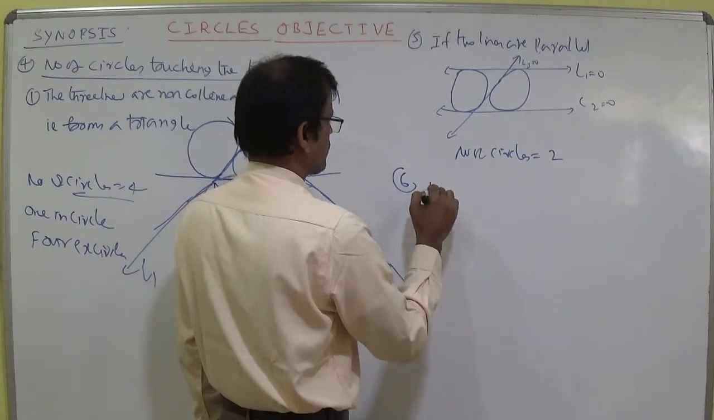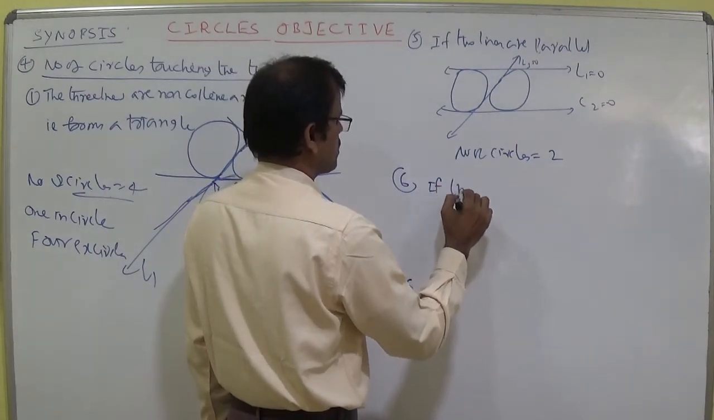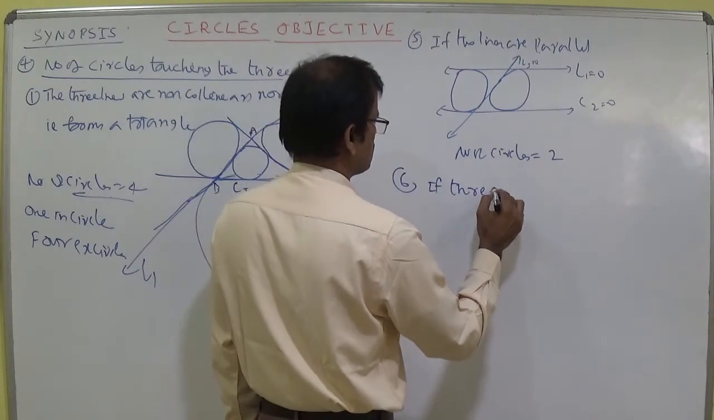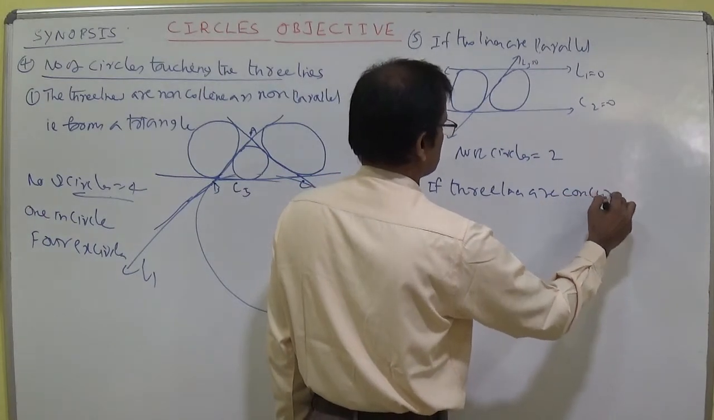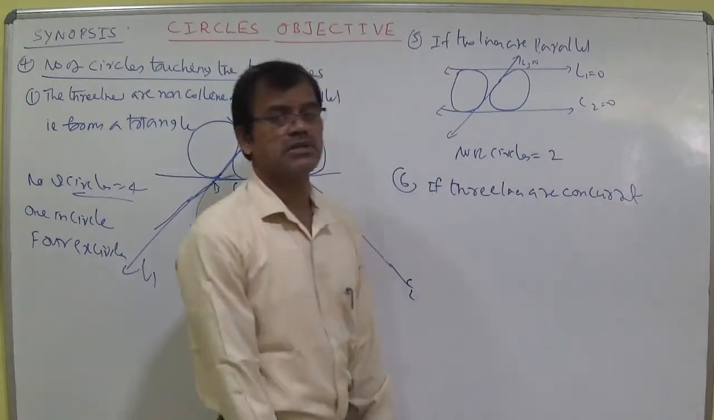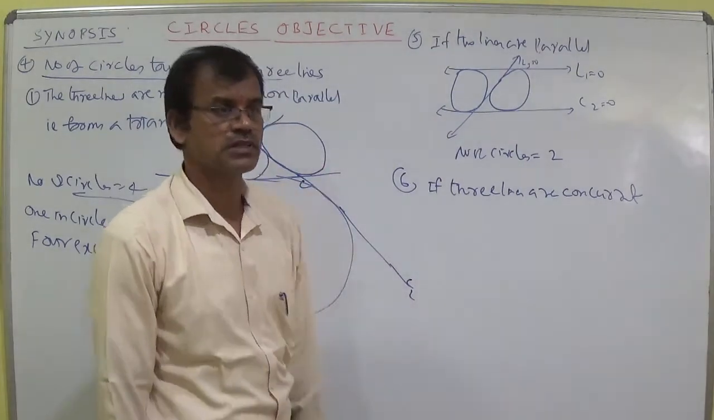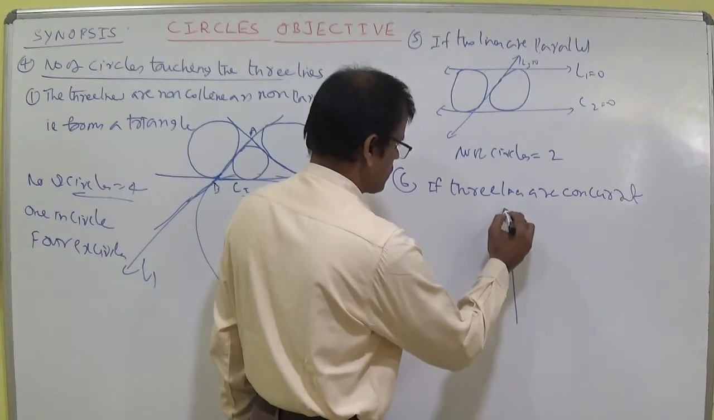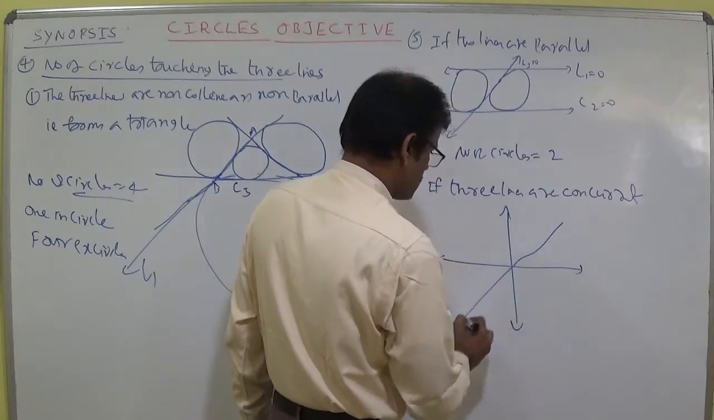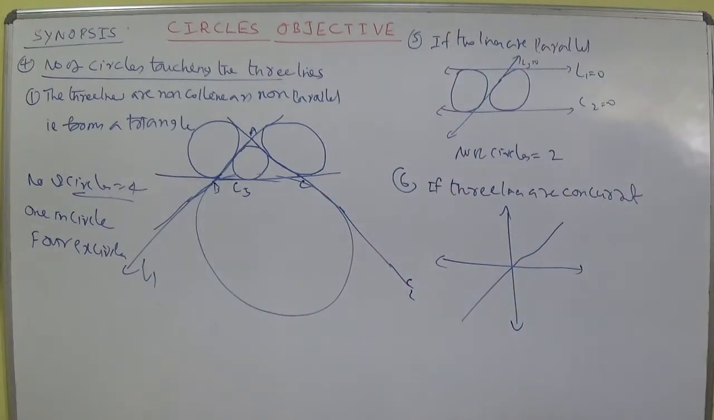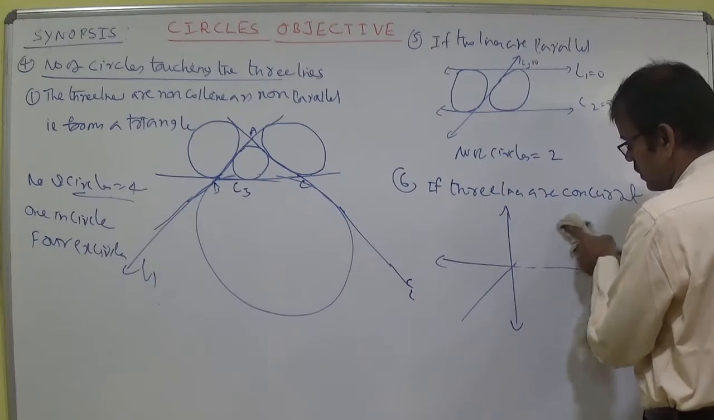Next one, if three lines are concurrent. Concurrent means the three lines pass through a fixed point, a single point. Draw like this. Here three lines are passing through the same point. Whenever three lines are passing through the same point, we can say that the lines are concurrent. So whenever lines are concurrent, you can draw only one circle.